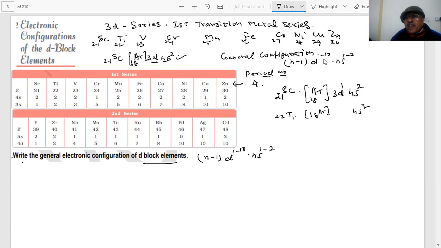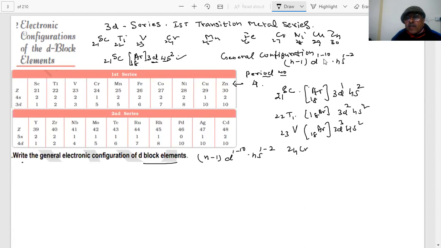18 plus 2, 20. But it will be 3d2. Yes, sir. Vanadium, 23. How will you write it? 18, argon, students, 4s2, 3d, how many? 18 plus 2, 20. How many are left? 20. 3d3.